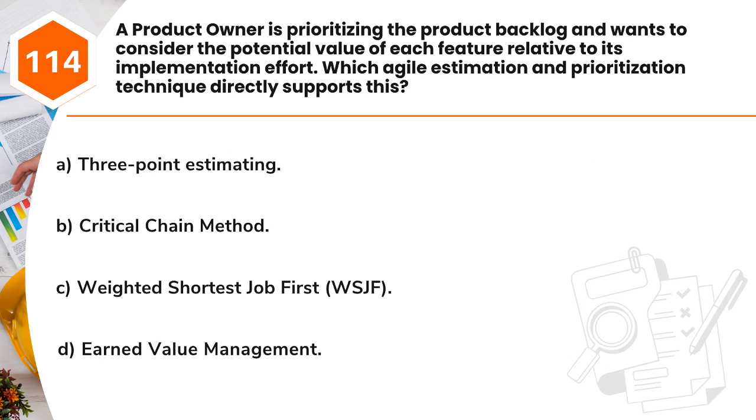Question 114. A product owner is prioritizing the product backlog and wants to consider the potential value of each feature relative to its implementation effort. Which Agile estimation and prioritization technique directly supports this? A. 3-point estimating. B. Critical chain method. C. Weighted shortest job first, WSJF. D. Earned value management.